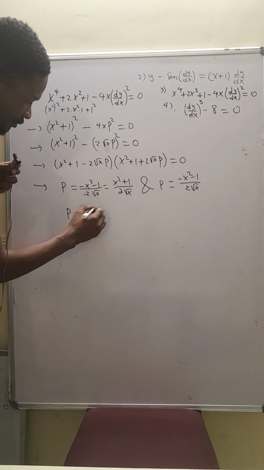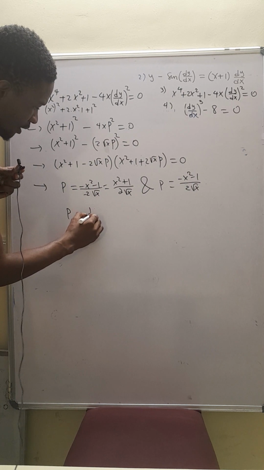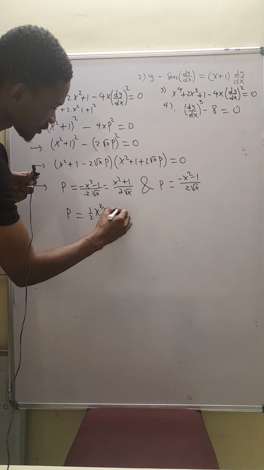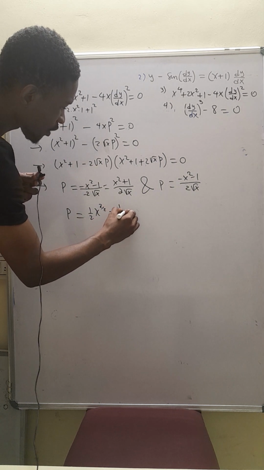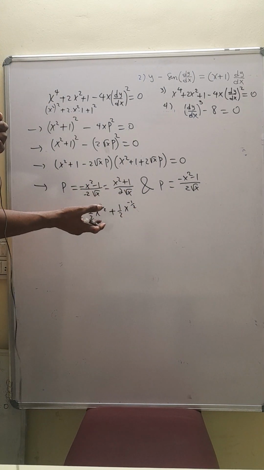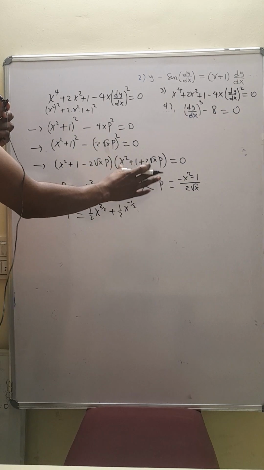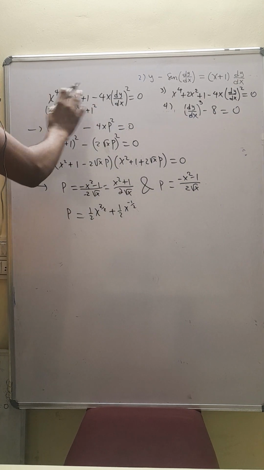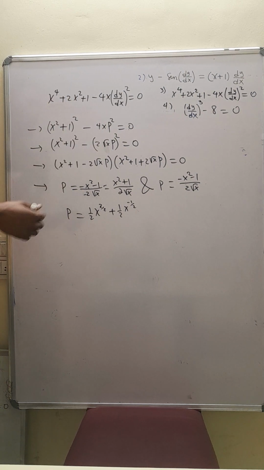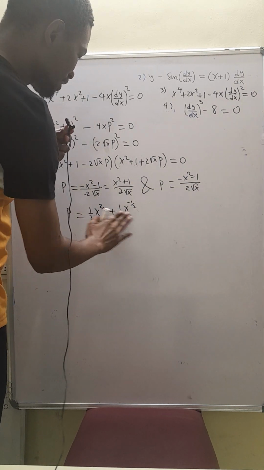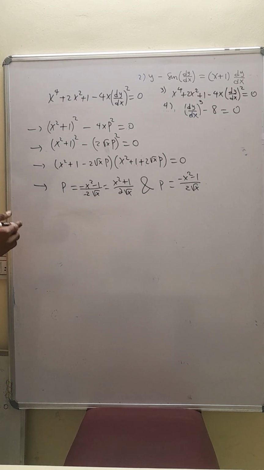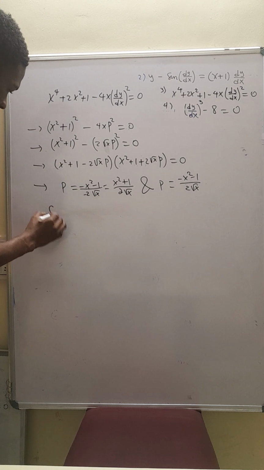You can also find it as (1/2)x^(3/2) plus (1/2)x^(−1/2), if you feel like doing it this way. After finding what your p is, go straight to your differential equation and substitute. Just substitute your p and you will get the solution of this equation. Just like this, easy, okay? No need to go this way anymore. Just come here and put it there.